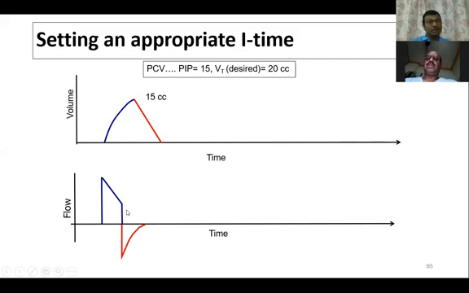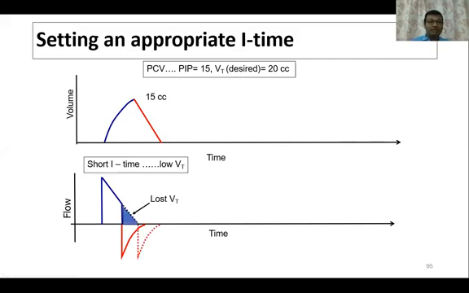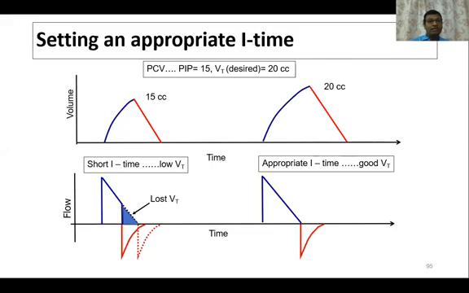What does it mean in a controlled breath? There is a short I time, and this short I time has led to the loss of volume in this baby. So once you set an appropriate I time in this baby, you will get a good tidal volume. So without increasing the pressure, just by adjusting the I time, you have improved the tidal volume of this baby.